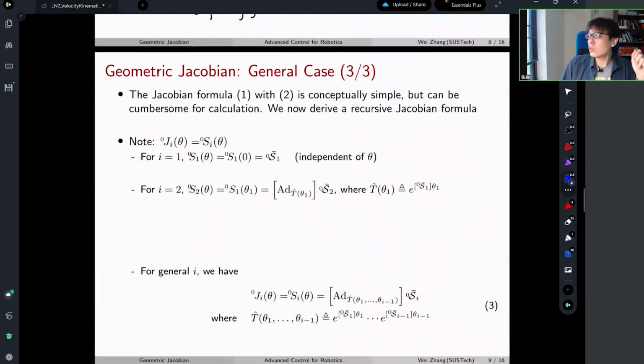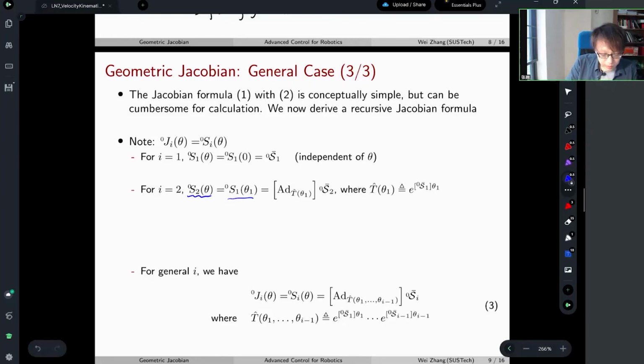Let's just use the inertial frame. We want to write down the Jacobian in the inertial frame, or space frame. Initially, the first column does not depend on the joint variable, so it will be just S1 bar. No matter what theta is, the first screw axis doesn't change with any joint variables. And the second column, S2 in frame 0, by our notation so far, depends on theta 1. You have already seen this example. That's a function of theta 1.